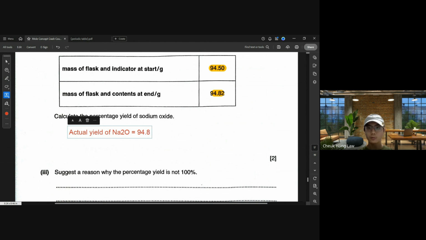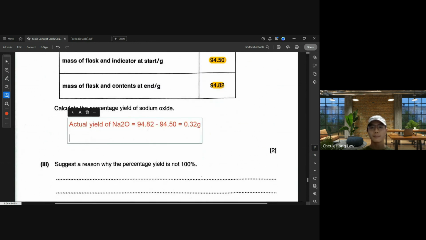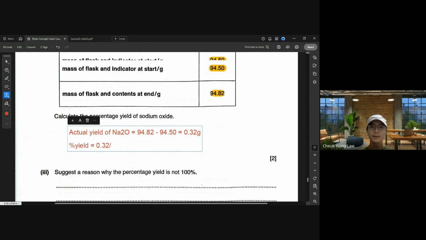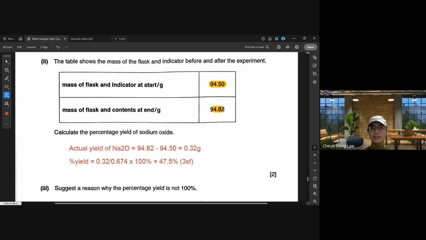Basically it will be 94.82 minus 94.50. Okay. So 0.32 grams. Okay. So this is the actual yield. And I have the theoretical yield, right, which is 0.674. So I just pull in the formula of percentage yield, which is actual divided by theoretical times 100%. Then you should get 47.5%. Okay, 47.5% to 3SF. Okay, so this is the percentage yield of sodium oxide.